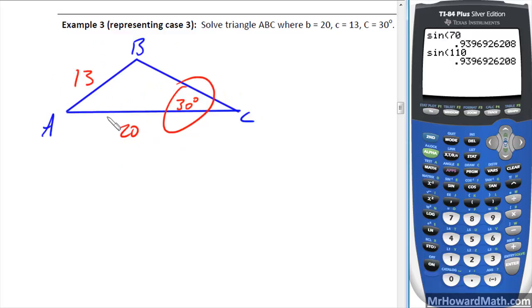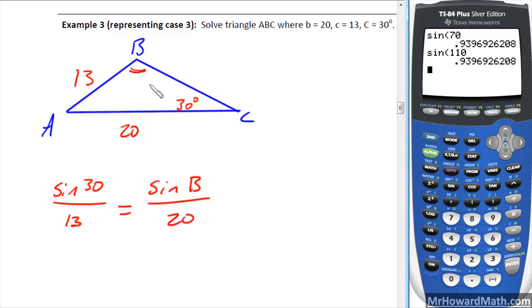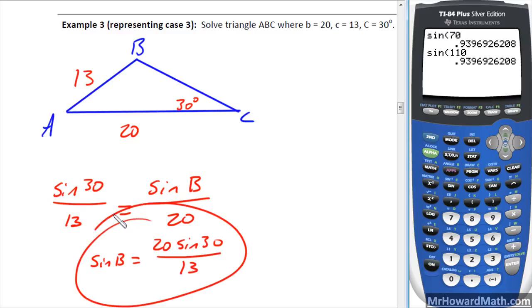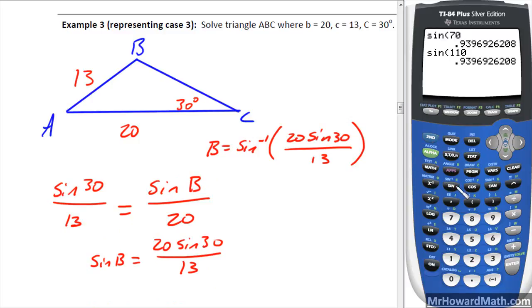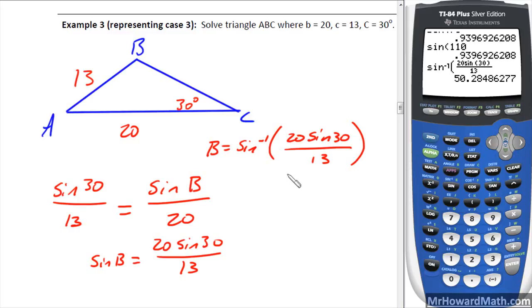So we have a complete sine pair here, the angle and the side. So that one we'll be using. Sine of 30 degrees over 13 is equal to sine of angle B over 20. So we're finding this angle right here. So we do that work and we get sine of angle B is equal to 20 sine 30 all over 13. If you cross multiply and divide, you'll get to this point. So that means that angle B is equal to the inverse sine of 20 sine 30 all over 13. So let's do that work here in the calculator. Sine inverse of this quantity, 20 sine 30 all over 13. So we get 50.28 degrees. So in this case, our angle B is 50.28 degrees.